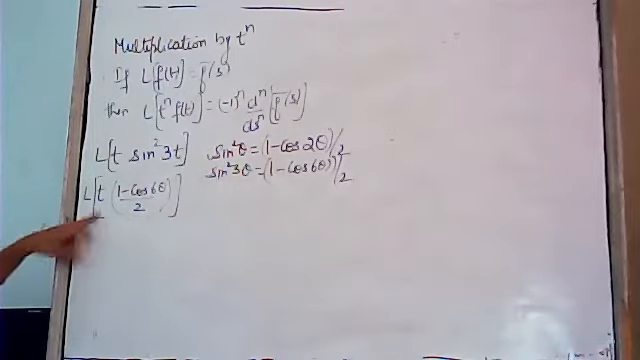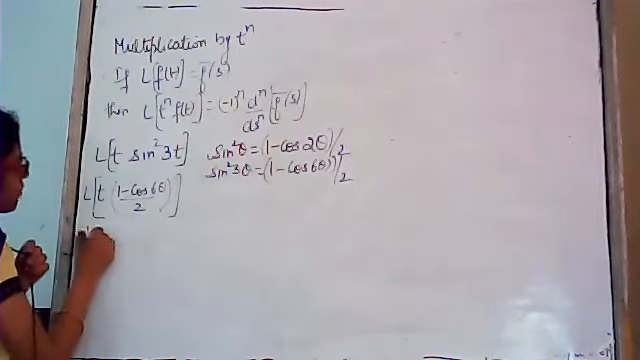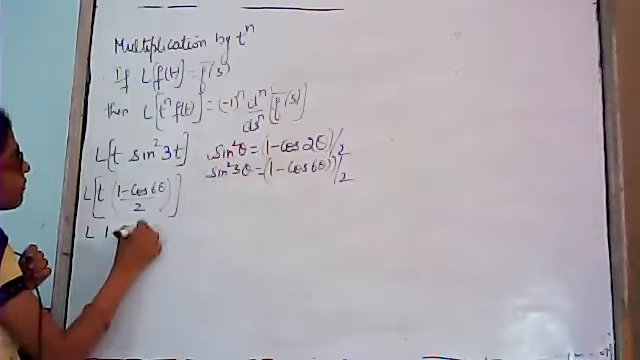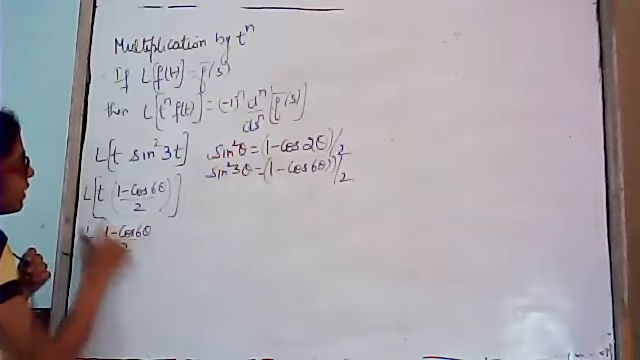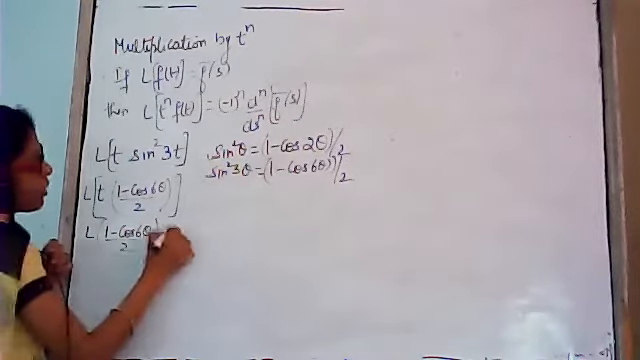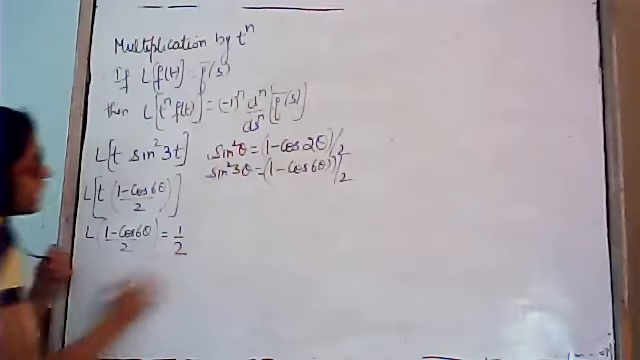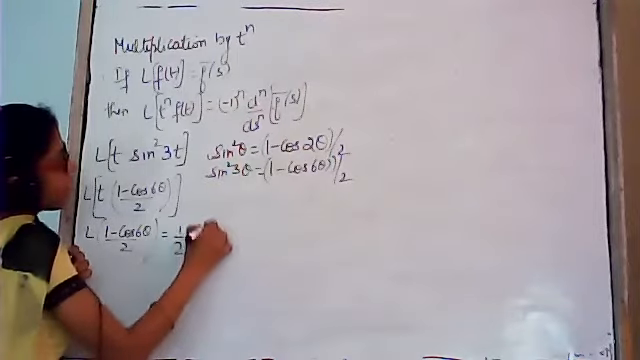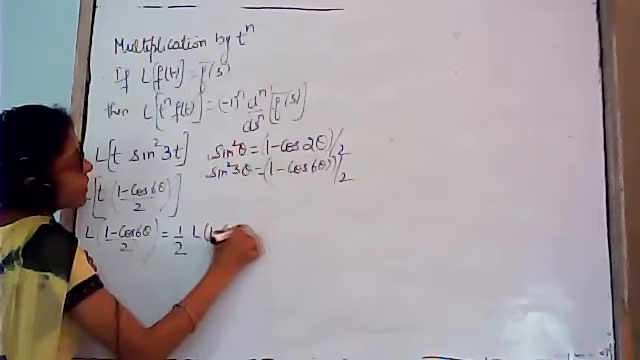But again, we cannot separate these two terms as we don't have any formula. So first of all, we will find the value of 1 minus cos 6 theta divided by 2. 1 upon 2 is constant. It can be taken out of the Laplace transformation. So we have to find the Laplace transformation of 1 minus cos 6 theta.